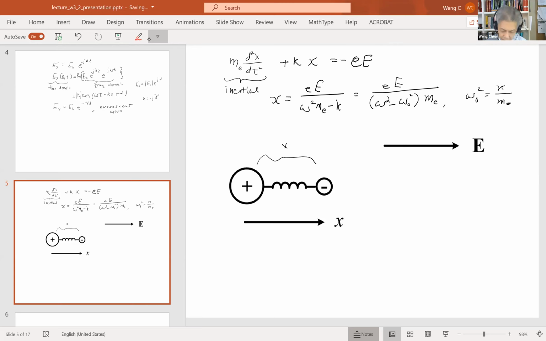So then you can plug in and then you can have a dipole moment, little p is equal to minus ex, and then the polarization density, capital P is equal to np, where n is the density of the atoms. And you can generalize this model even further by assuming that there's some kind of a dissipation. If there's a dissipation, then there's an inertial force term, and then there's a friction force term.